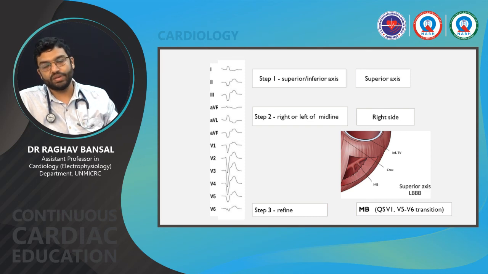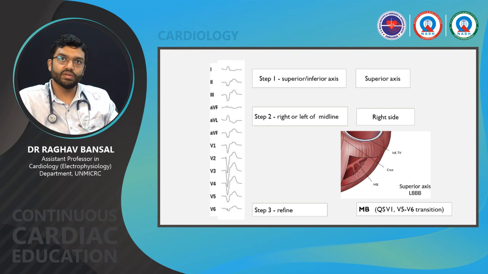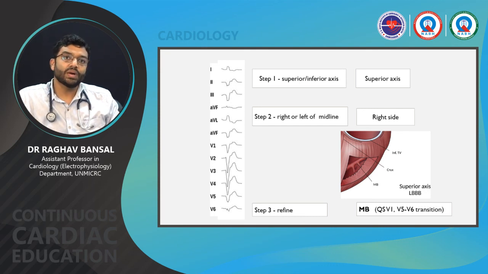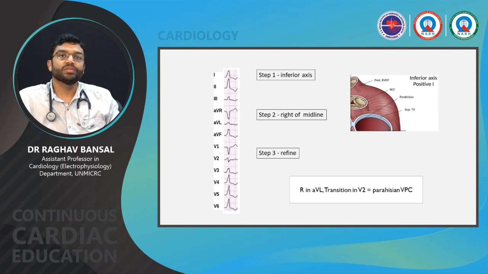Then next we have to localize whether it is arising from the right side or the left side of the midline. In the inferior quadrants we have to look at the bundle branch block pattern. Here there is a QS complex in V1, so it's a left bundle branch block pattern, so it is arising from the right side. Now specific features in this quadrant are the inferior tricuspid annulus, the crux, and the moderator band. A QS pattern in V1, a slightly narrower QRS, plus a late transition in V5, V6 all point towards a moderator band origin. So this is another example.